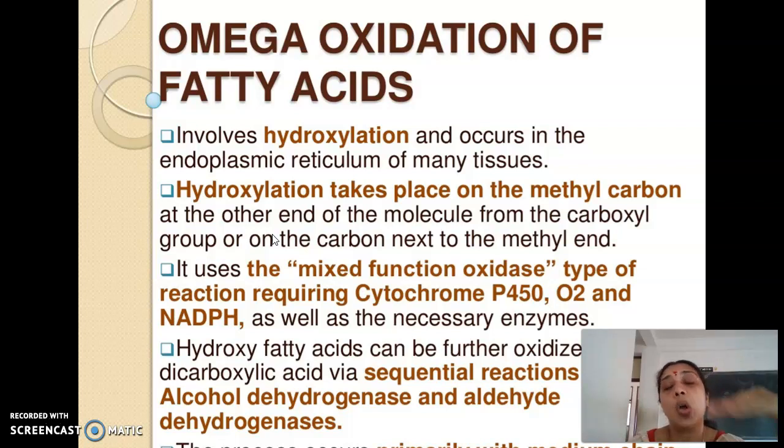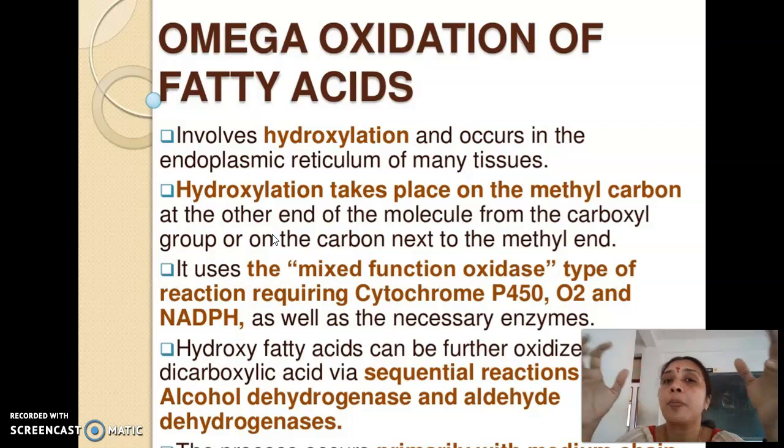Then CH2OH undergoes oxidation. Oxidation is carried out by a category of oxidase enzyme known as mixed function oxidases. I think you have studied the different types of enzymes. We have different categories of enzymes like hydroxylases, oxidases, dehydrogenases, transferases, and different types of enzymes. But among the oxidation reaction catalyzing enzymes, again different types are there. One is the oxidase enzyme. Oxidase is again mixed function oxidase.